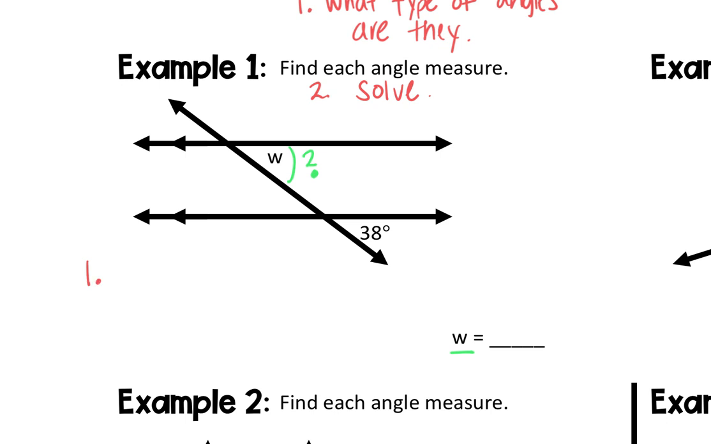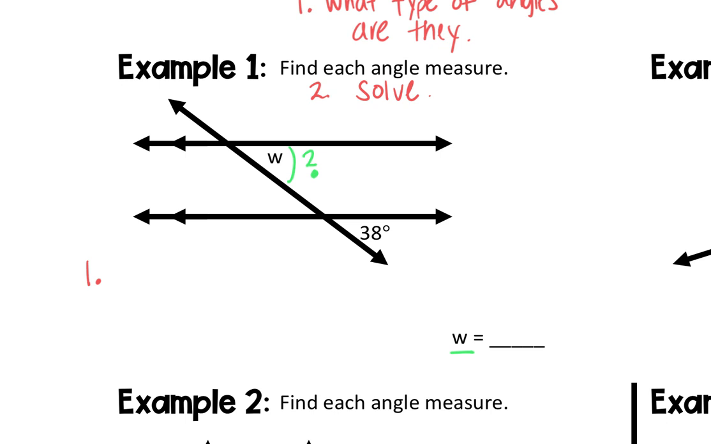I see that one of them is inside of the parallel lines and the other one is outside of those parallel lines. Okay, so they cannot be any of the pair that has interior in them. So it's not same side interior because one of them is on the outside. It is not alternate interior angles. Okay, so my only other options are maybe it's corresponding or that they are alternate exterior angles.